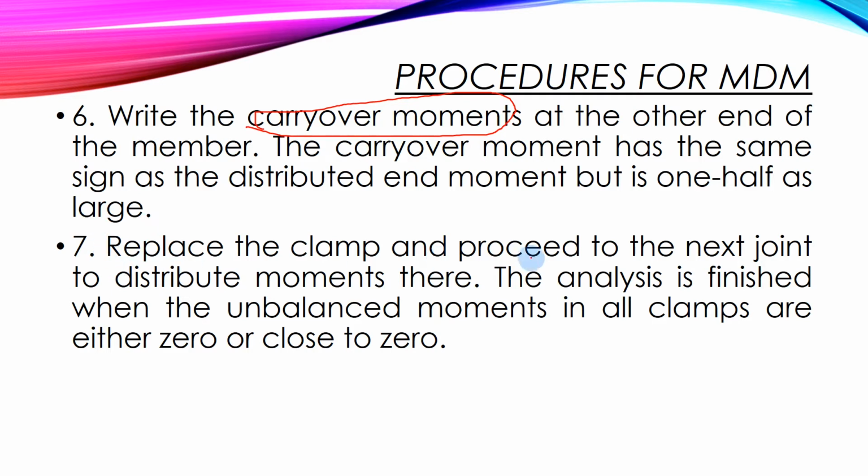Then 7. Replace the clamp and proceed to the next joint to distribute moments there. So the analysis is finished when the unbalanced moment in all clamps is either 0 or close to 0. So mao na to bantayan, guys. So we have at least 7 ka procedure. Pero actually guys, tulo lang jud ang pinaka main procedure on this, or pasabot natin tulo ka cycle na buhaton later hangtod ma-achieve nato ang gi-ingon na 0, na 0 ang unbalanced moment.